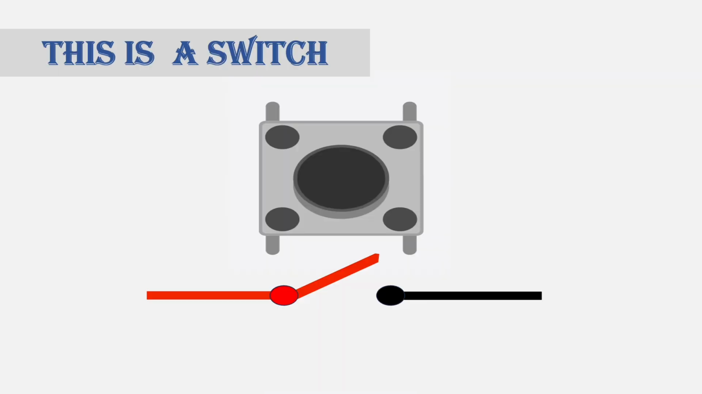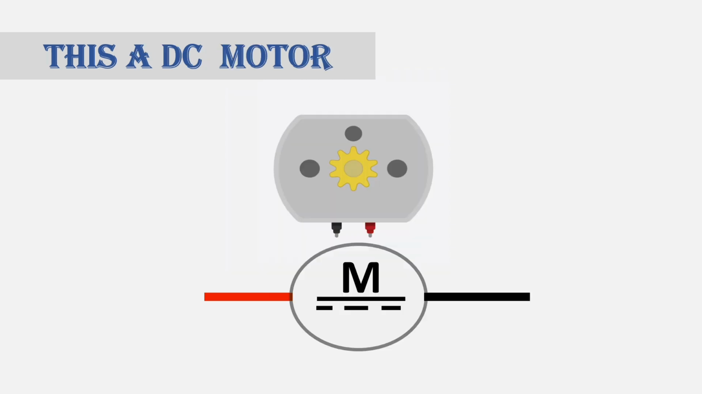This is a switch. Its function is either to make or break the circuit with the supply side. It is symbolically represented with a line slightly cut. This is a DC motor. Its main function is to convert electrical energy to useful mechanical energy. It operates on a direct current source. Its symbol is a line with interval breakages with a capital M.